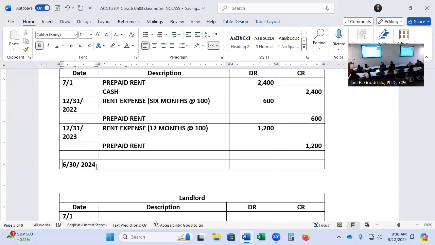It should be 6/30/2024. And this would be rent expense 600. And then prepaid rent for 600. Okay, any questions?